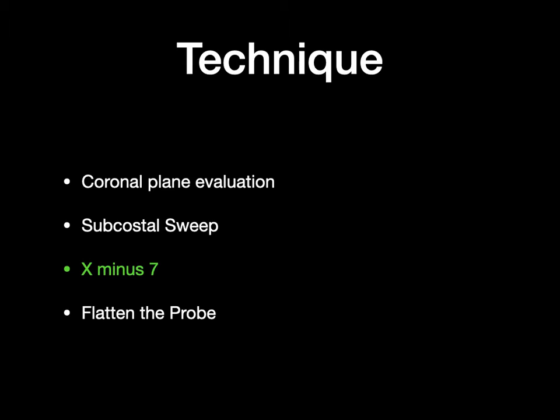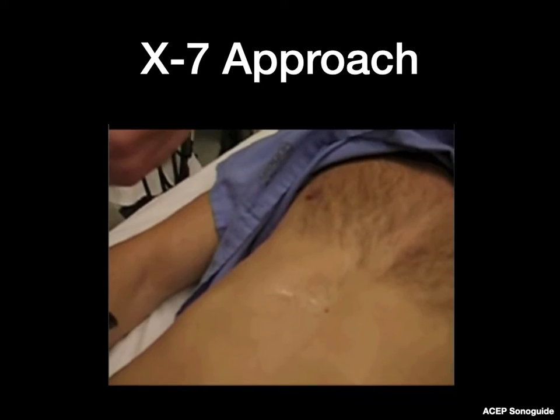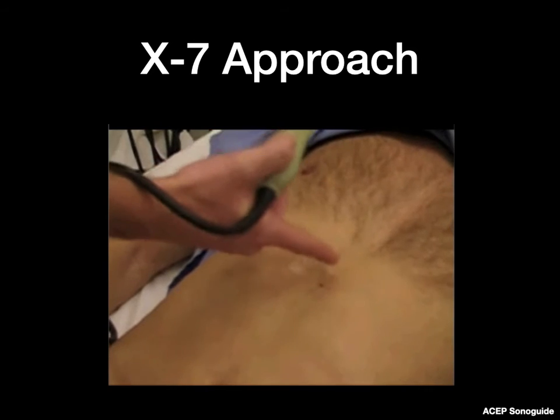Let's move on to the X-7 approach. Unlike the subcostal sweep, which seeks the gallbladder from under the costal margin, the X-7 approach is an intercostal approach in which the probe is initially placed about 7 centimeters rightward of the xiphoid process, the X, and aims between the ribs to find the gallbladder. Once found, the gallbladder is again evaluated with fans through its longitudinal and transverse planes.